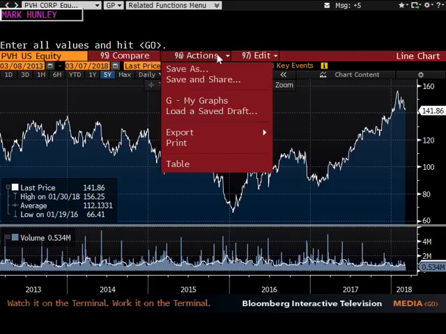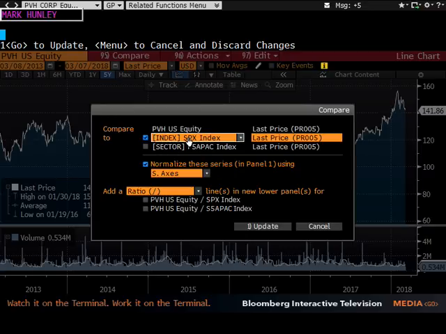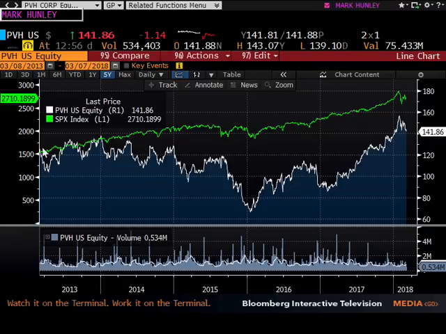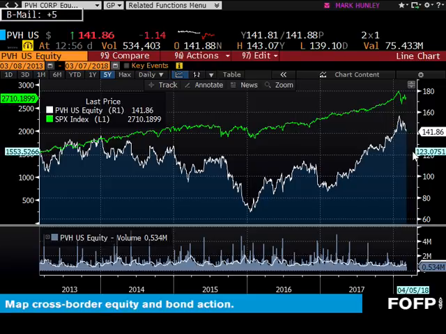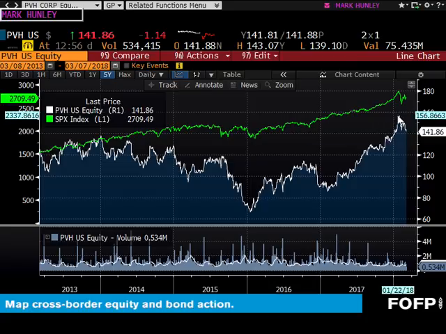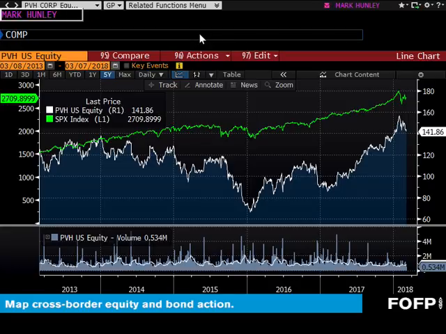But if I go to the chart content, actions, compare. So I want to compare to the S&P 500 index, and normalize this. That's the S&P 500 during the same period of time. That's PVH. So what they're really doing is they're kind of catching up to the market, but they've underperformed the market consistently over time. And I can go to comp, another screen in Bloomberg.